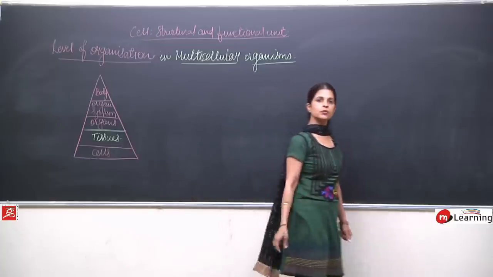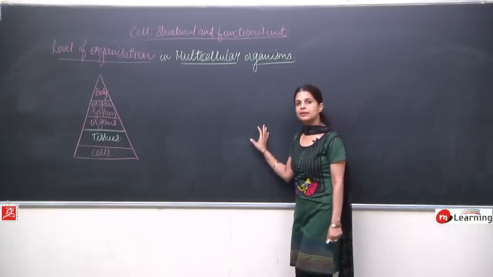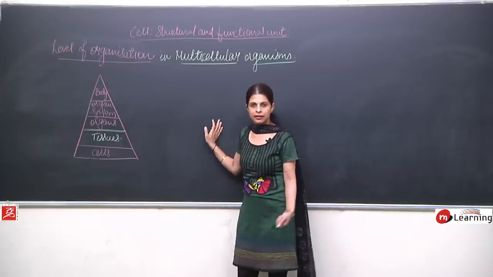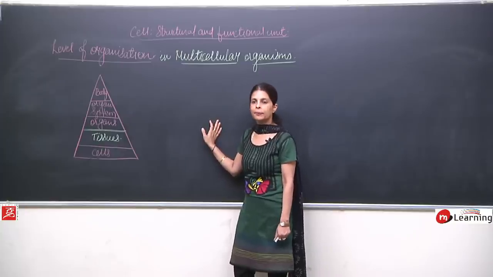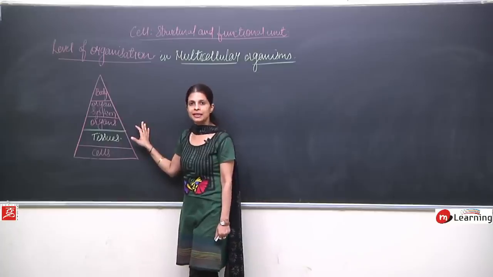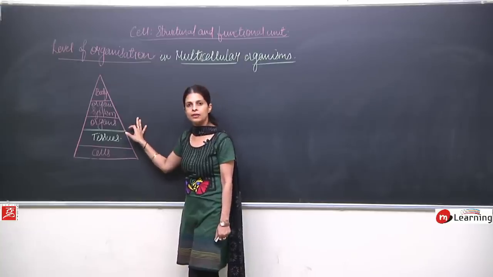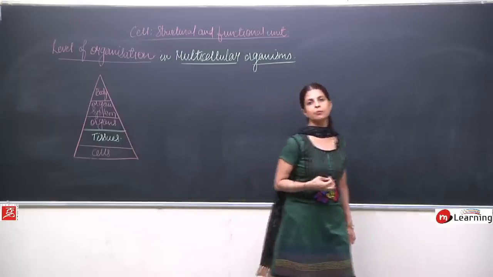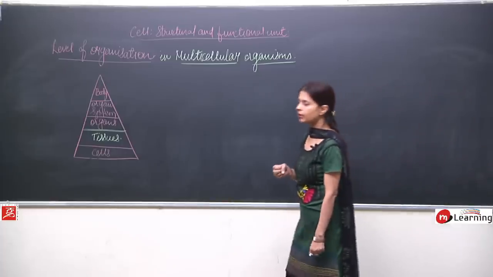Organs can be of two types, internal organ and external organ. External organs are the organs which are visible: eyes, nose, legs, hands are visible, and these are external organs. When we talk about internal organs, these are the organs which cannot be seen, so lungs, stomach, heart, all these organs are internal organs. And all these organs are made up of what? All these organs are made up of tissues.